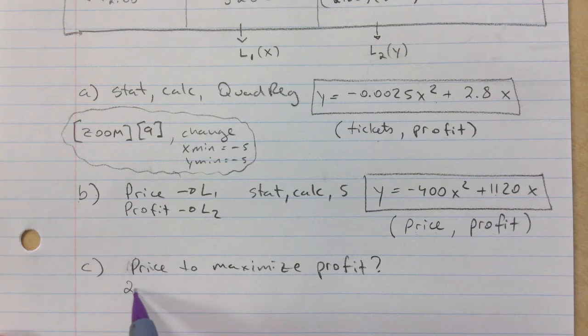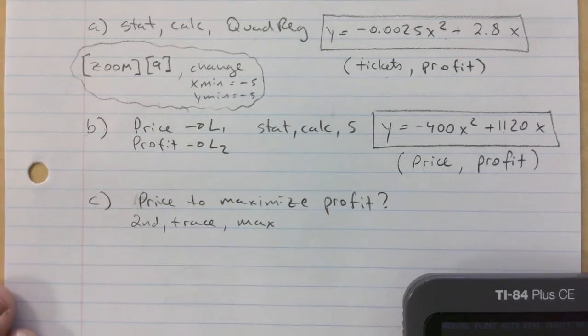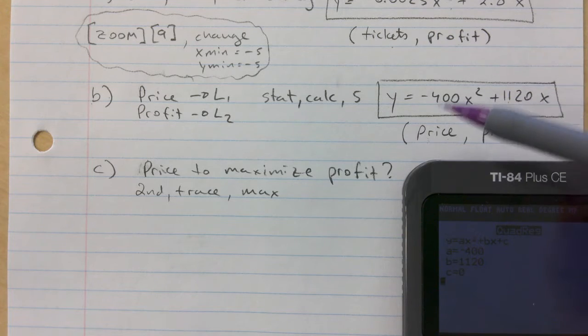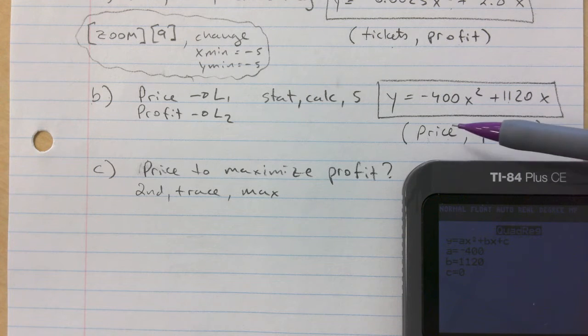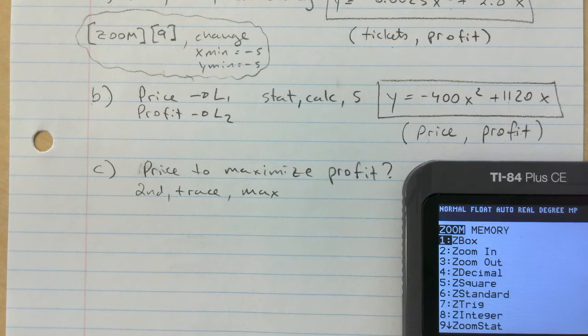So we have a max, right? So second trace max, that's how we're going to find it. And here's the pain again of being able to see your graph. Note that I did this on purpose because this is already what we just did. So I'm asking you for the price that would maximize the profit. So we're going to use this equation that we just did. So let's see if we can graph this. I'm going to go zoom 9.